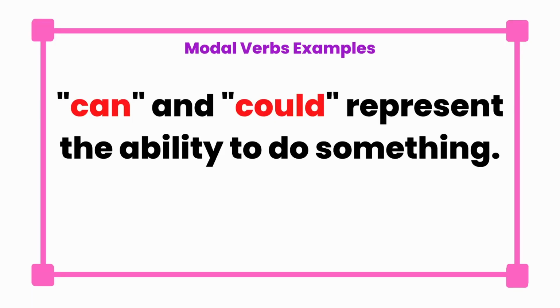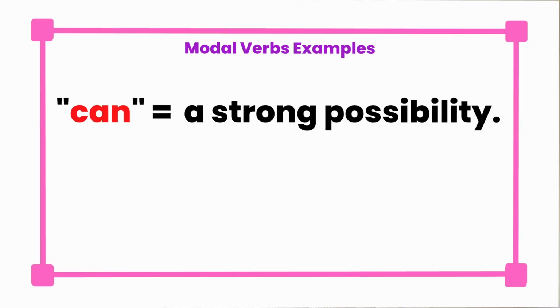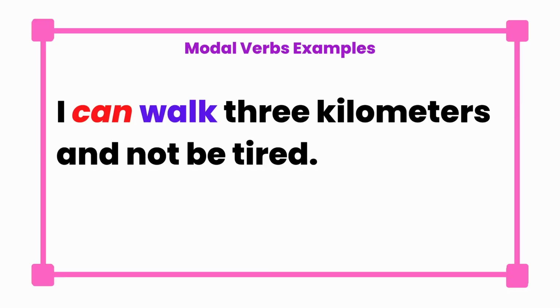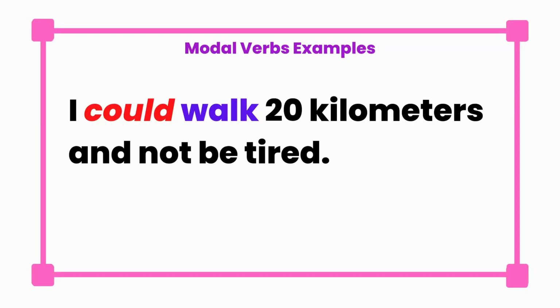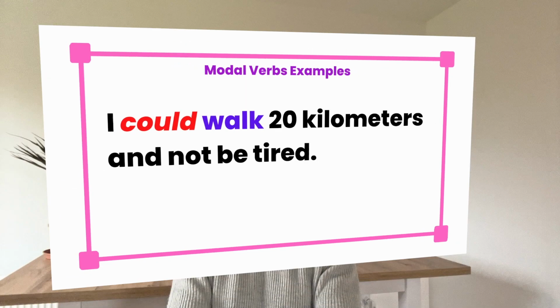So, we know the modal verb can and could represent a person's or thing's ability to do something. But that's not all. Can refers to something with a strong possibility or event. In this example, I can walk 3 kilometers and not be tired. Could, on the other hand, is used to refer to something that has a weak possibility. So, I could walk 20 kilometers and not be tired, maybe?